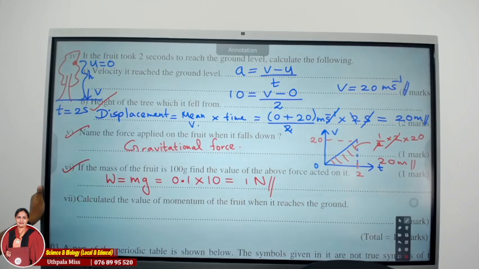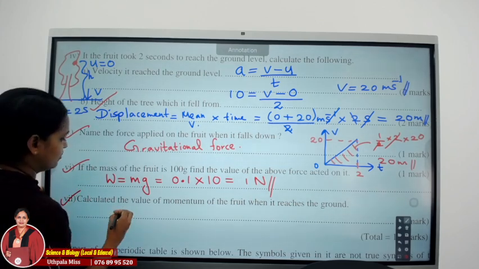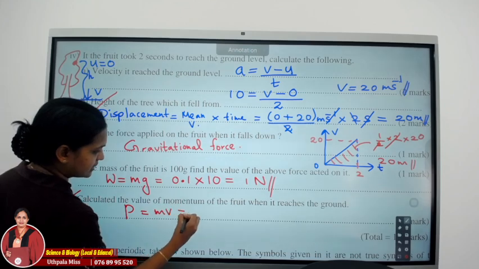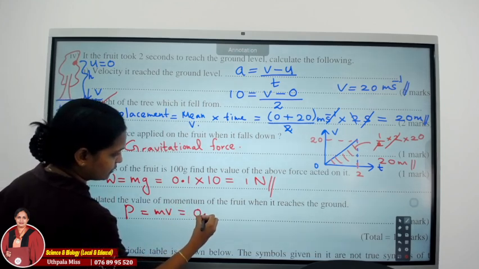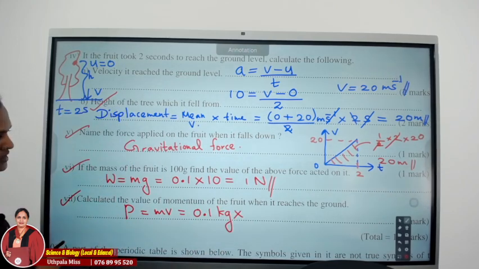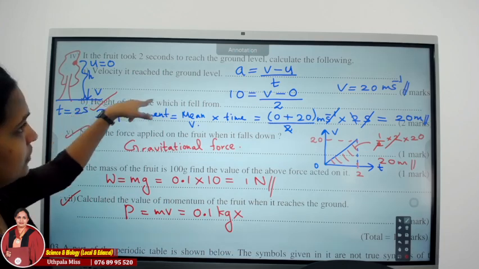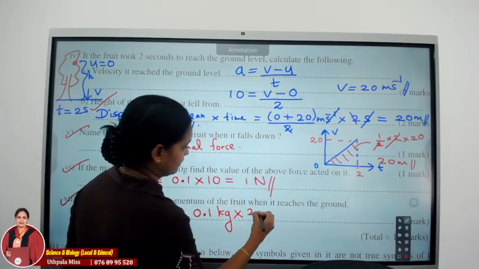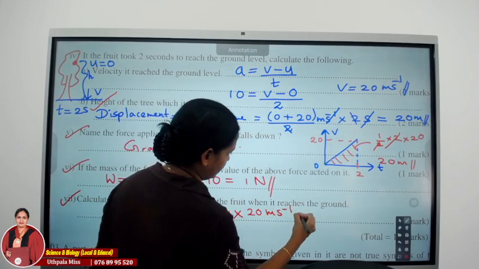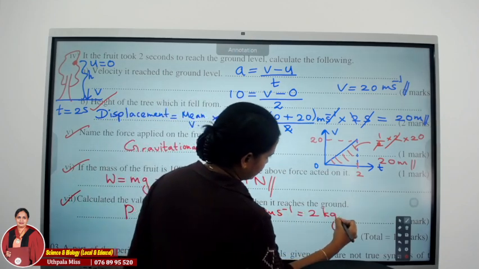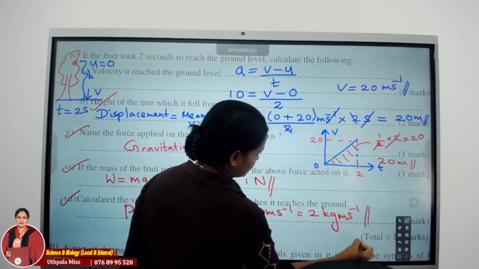Calculate the value of momentum of the fruit when it reaches the ground. So momentum is p equals mv. So the mass is given as 100 grams, which means once again you have to substitute in kilograms. And velocity when it reaches the ground we have found as 20 ms^-1. So 20 into 0.1 means 2 kg ms^-1.